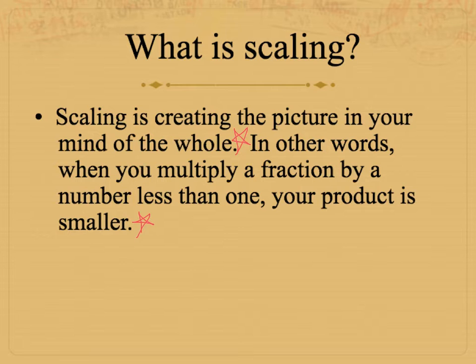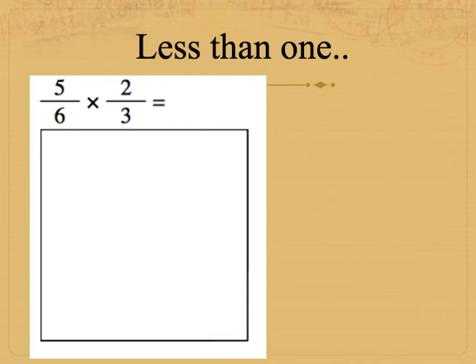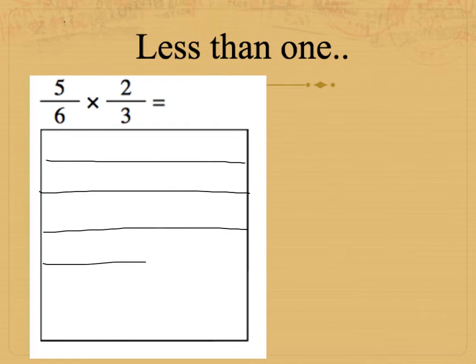All right, so let's use that rule that we just talked about. 5/6 times 2/3. So first of all, we know that 5/6 and 2/3 are both fractions. All right, so I'm going to draw out an area model here just to show you an example of that rule that we just talked about.